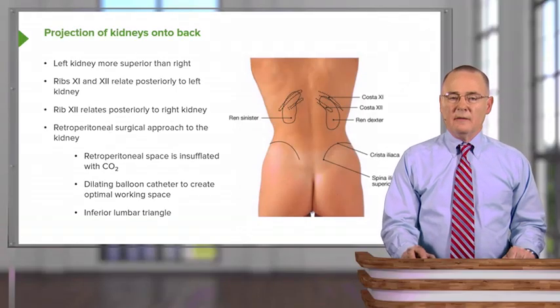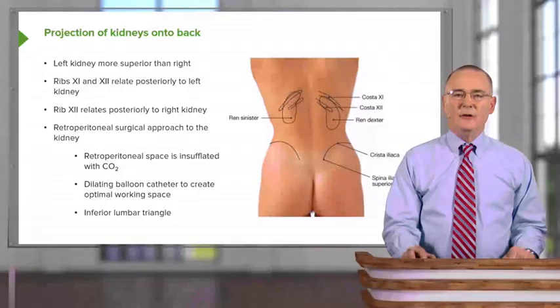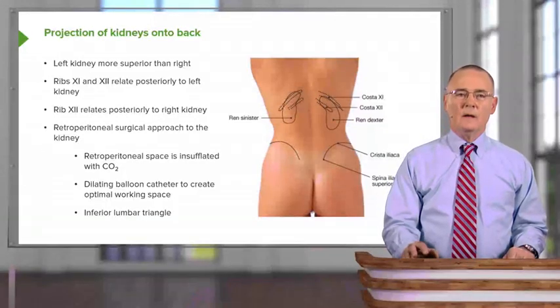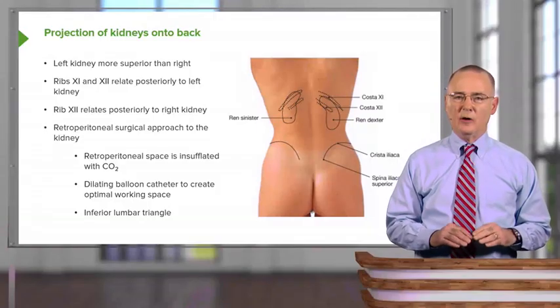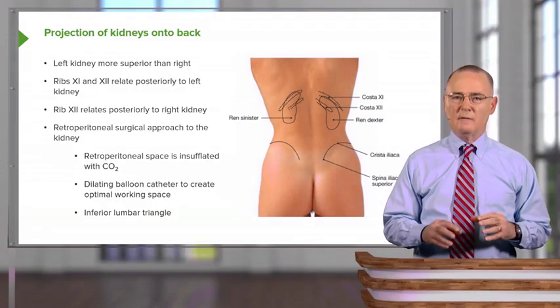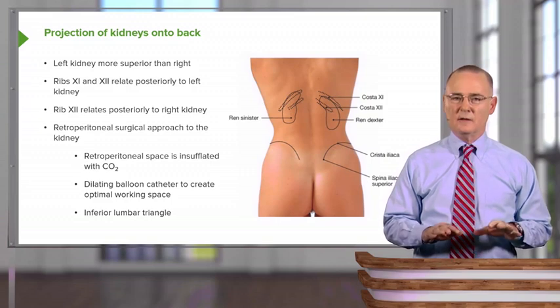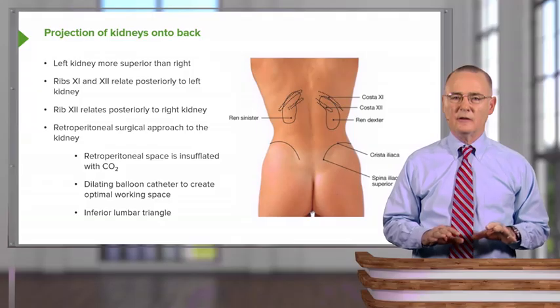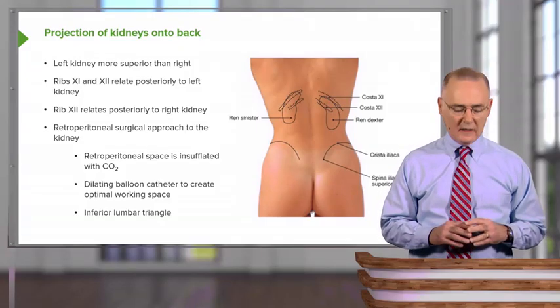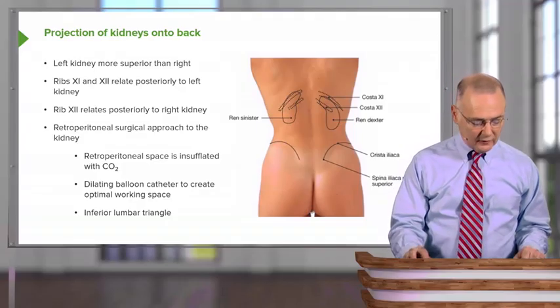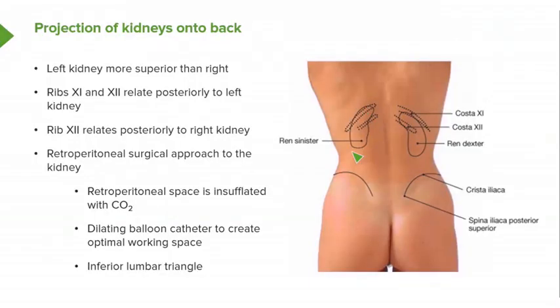Here we're looking at the projection of kidneys onto the back. And it's important to understand that the superiormost limits of both kidneys is a bit different because of the anatomic viscera that are present asymmetrically within the abdominal cavity. So if we take a look at the two kidneys that are shown here, here's your left kidney. Here's your right kidney.